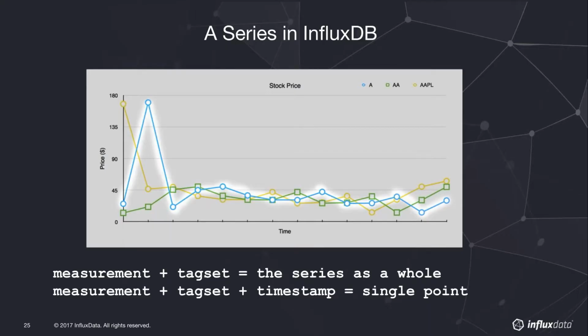So what is a series? This is some lingo that you need to know when you go through the docs, which are really quite good. As someone who was completely unfamiliar with InfluxData before I started here, I didn't know much about the TICK stack. The documentation was really helpful, but you'll see some terminology in there. One of the words that you'll see often is a series. So what is a series in InfluxDB? It's the measurement plus the tag set. That's the series as a whole. And then the measurement plus the tag set plus the timestamp is a single data point. You can think of your points as rows in an SQL table, if that helps you visualize what we're talking about here.